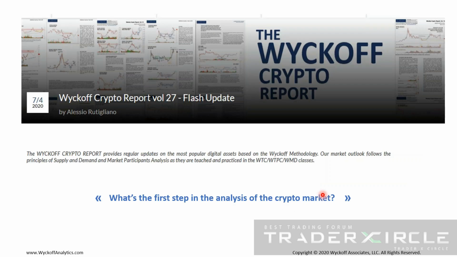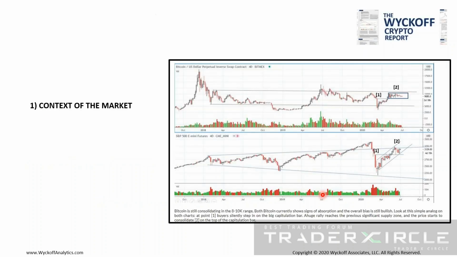So let's start today with a very basic question that I received from one of the students of this class. What's the first step in the analysis of the crypto market? In the Crypto Report, I usually start my analysis with a weekly chart of the S&P and Bitcoin. We want to define the big picture of the market.